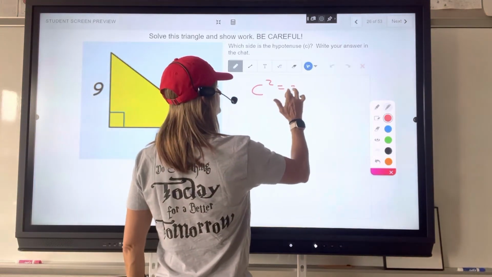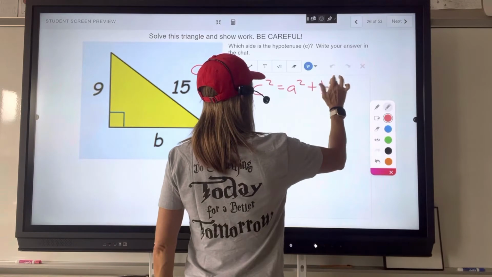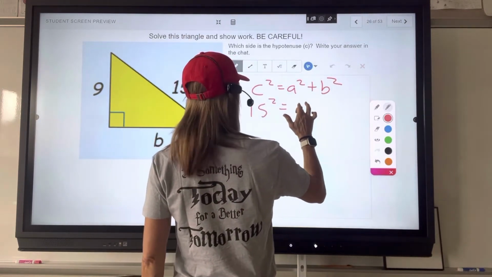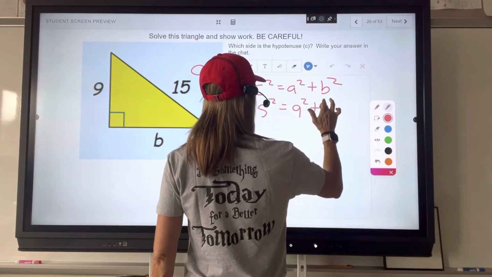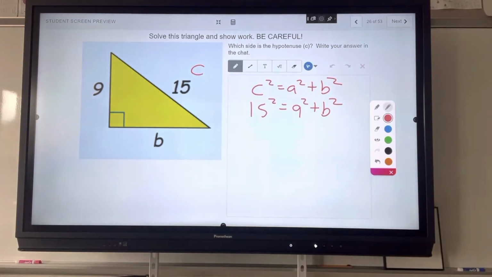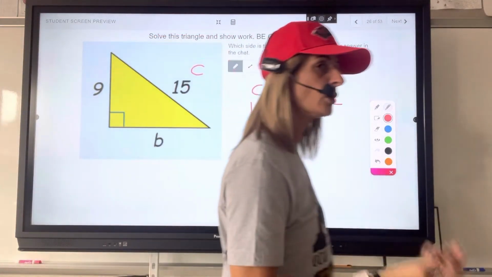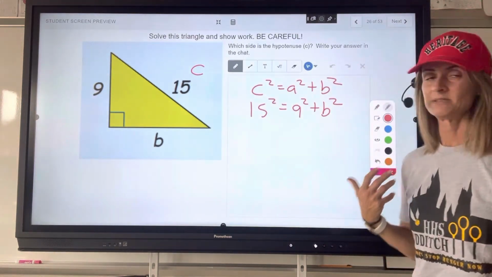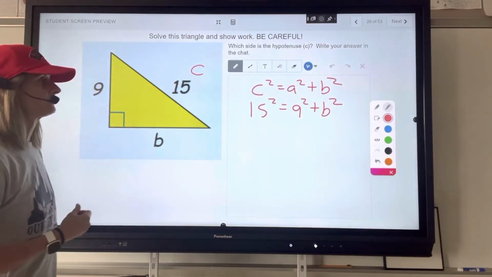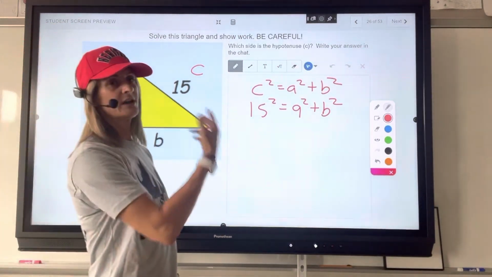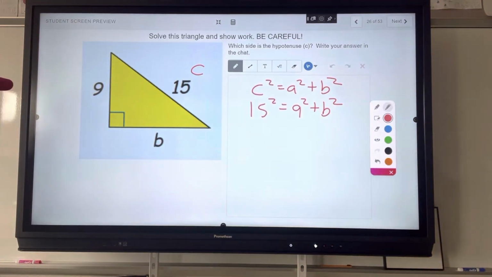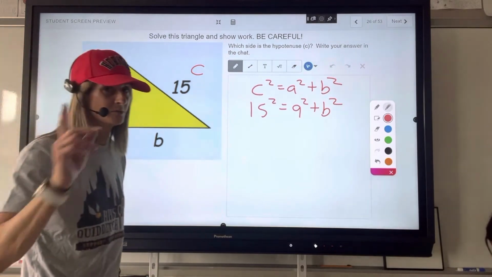So I'm going to start again, just like I did the last problem. C squared equals A squared plus B squared. And I'm going to put the values that were given here. But the 15 has to go in for the C. If you don't put it in for the C, it's a very, very common mistake. They do this on the SOL every year, and if you, by accident, put the 15 in for A or B, you can guarantee your answer will be one of the distractor answers, because it's just a common mistake. I've done it before, okay?